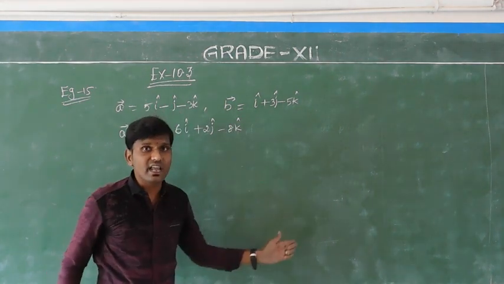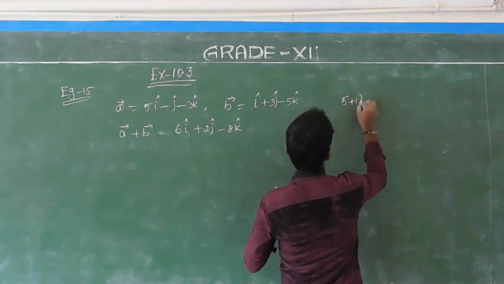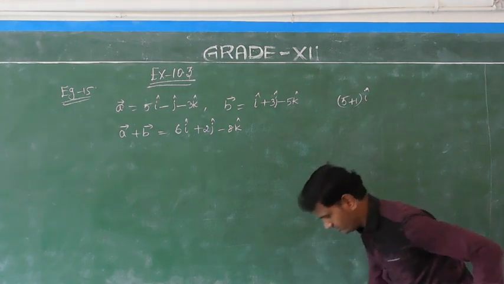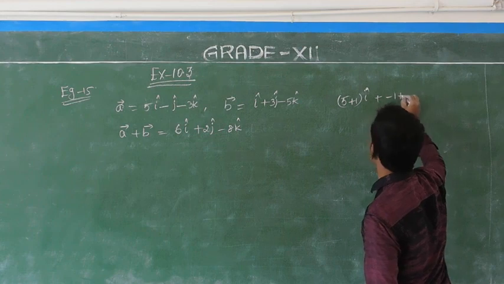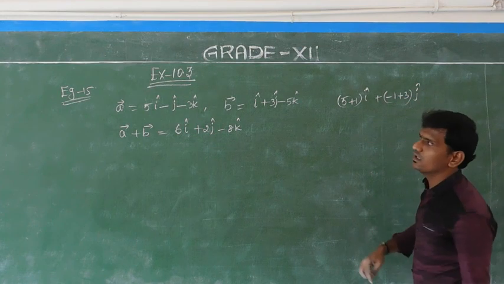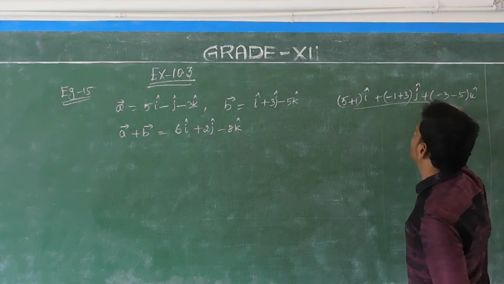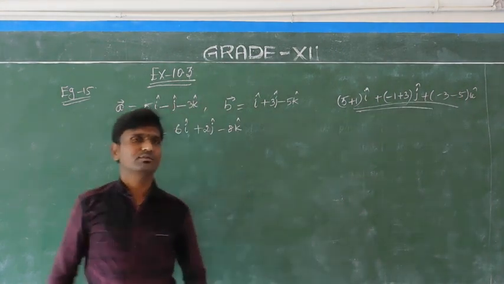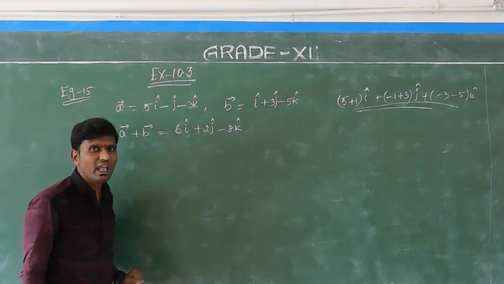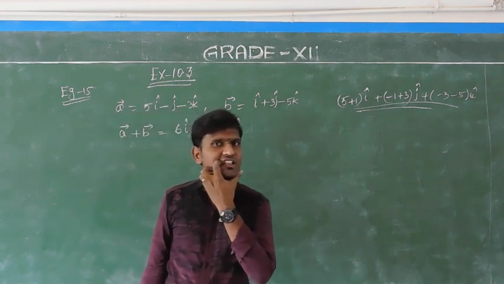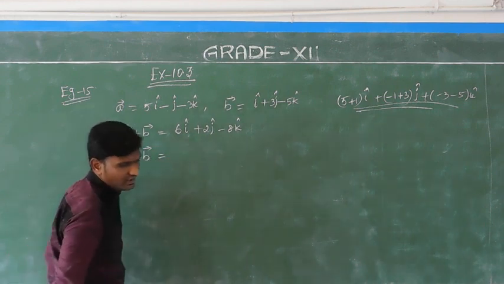I gave you a single step; otherwise you need one more step: 5 plus 1 into i vector, then compare the j vector coefficient, that is minus 1 plus 3 into j vector, and minus 3 minus 5 into k vector. Like this we have to take and simplify. This is the basic step. That is A vector plus B vector. Then I want to find A vector minus B vector.